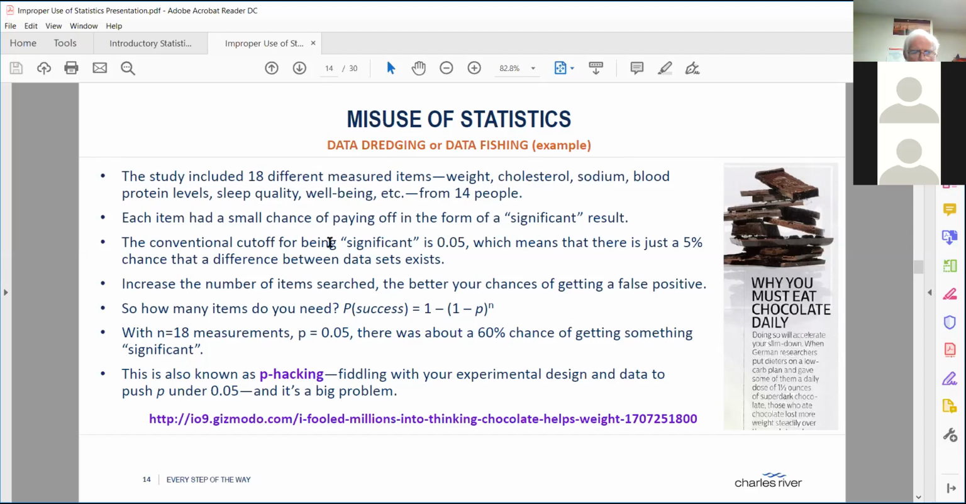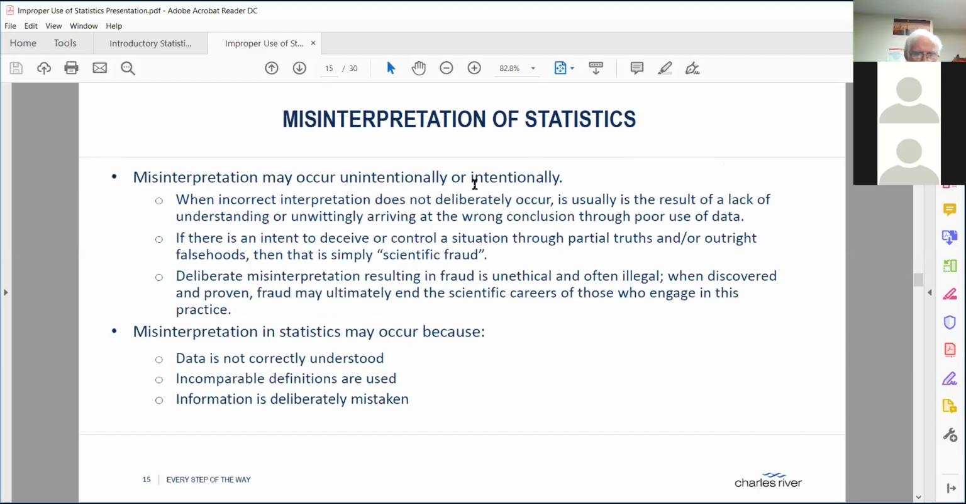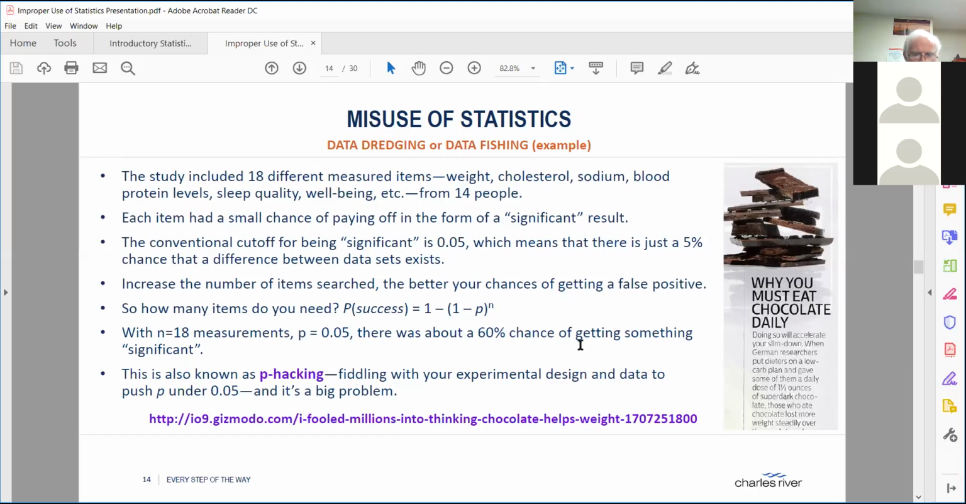By significant, when we define significance in statistics, we're saying that there's only a 5% or less chance that a difference between the data sets actually is not real. And there's ways to calculate that. We'll get back to that. With 18 measurements, it turns out there's about a 60% chance of getting something significant.